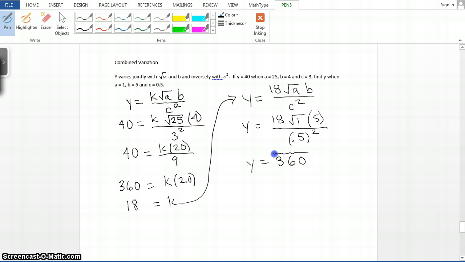Alright, that's combined variation, where you just have more than one type of variation. Make sure you start off with writing out that general formula for the type of variation that's given in the problem. Plug in your observed condition to find k, your constant of proportionality, then rewrite the type of variation with that constant plugged in, and then you can answer the question that they ask.